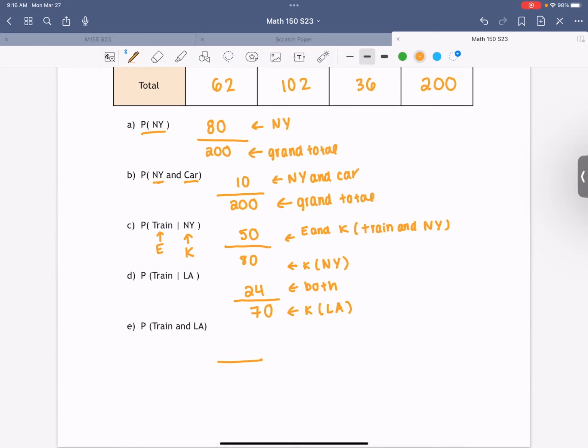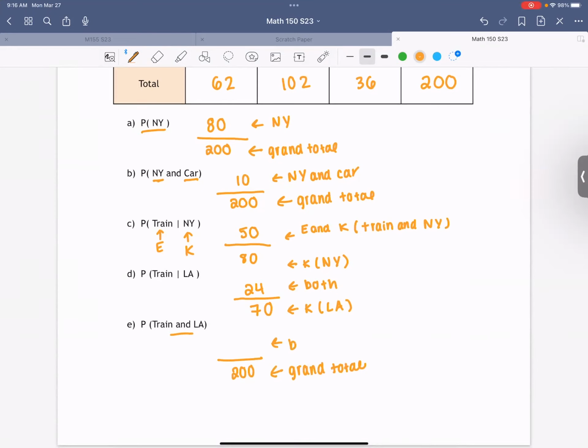If I want to find the probability of the train and LA, this is not a conditional probability question anymore because there's no line in the center. So that means, what do you think is going to be that bottom number? 200, right? It's always 200, or the grand total, if there's no conditional probability thing. And then the number on top is just where they both happen. So the train and LA, we actually said that was 24 in the last question. So this probability is 24 out of 200.